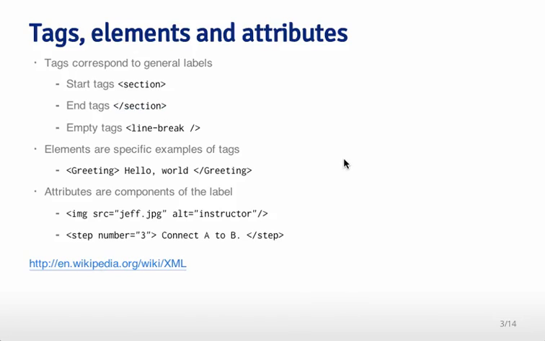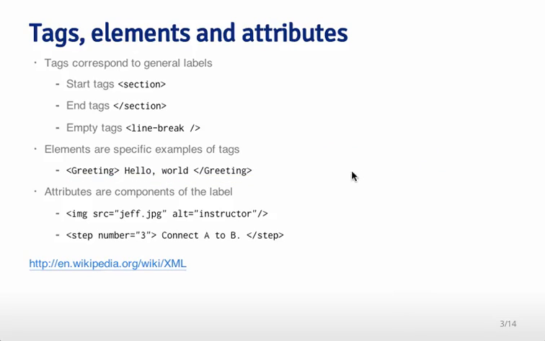The empty tags are tags for lines where you don't necessarily need both an open and a closed tag to delimit a certain part of the text. You might just want to denote one specific line, say, as a line break. So you have the same sort of structure, only you have the / at the right end. Elements are specific examples of tags. For example, one element of the XML markup could be the tag greeting with the end tag greeting on the right-hand side, and in between it, the content, hello world.